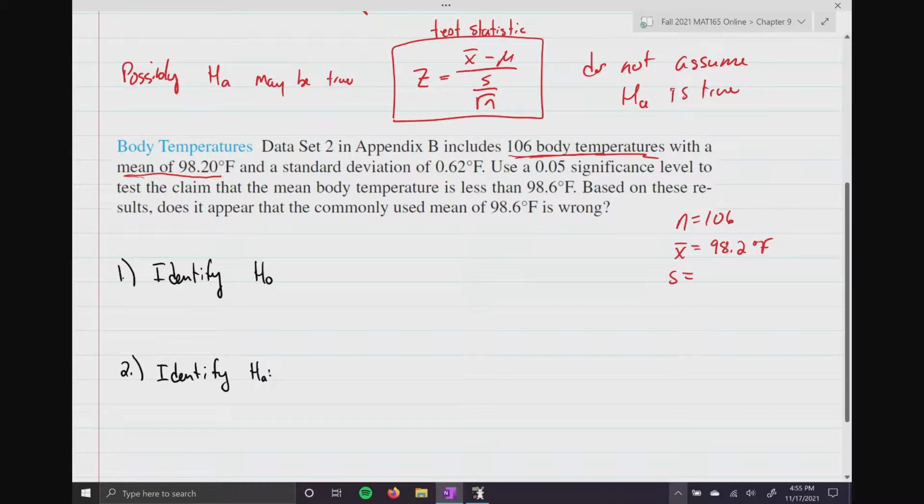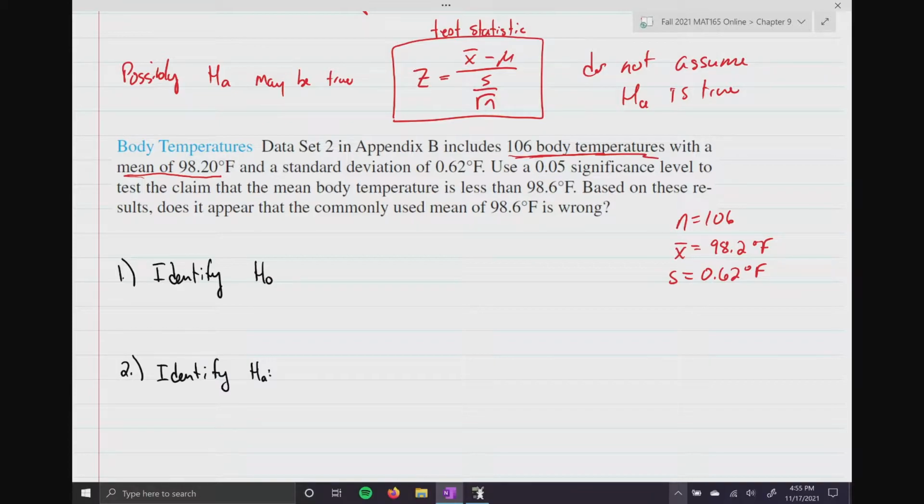And we know the standard deviation is 0.62 degrees Fahrenheit. Now, a long time ago, we developed ways to measure the temperature of our body. It just so happens, though, that we haven't really changed. So you and I both know that if you take your temperature and it's 98.6 degrees Fahrenheit, that means you do not have a fever or a cold or anything like that.